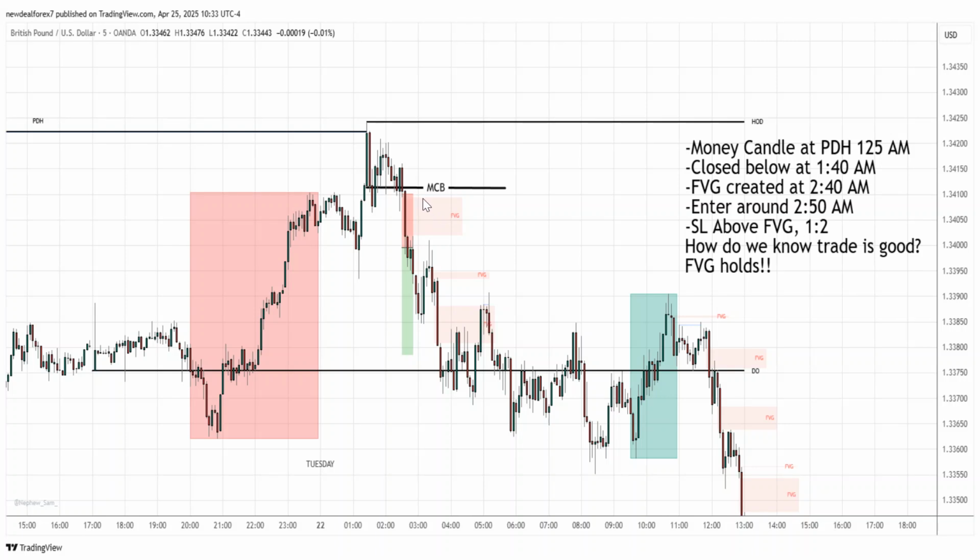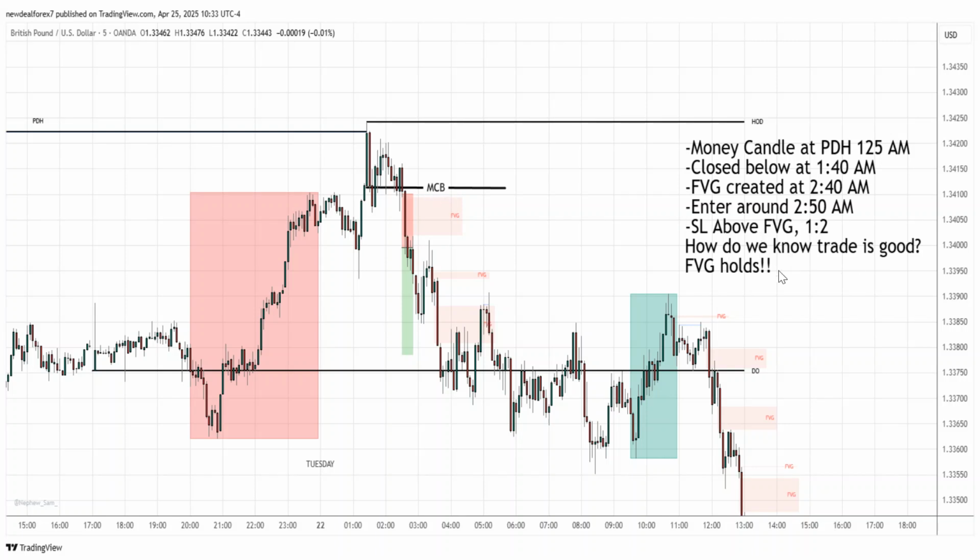But again, as far as stop losses go, this is when it would have been good where the stop loss could have gone outside the fair value gap because, as you can see, price never even touched the top of the fair value gap or the money candle break. It was just strong momentum to the downside, and it just kept right on going. So the fair value gap was created at 2:40 a.m. You can enter around 2:50 a.m. Stop loss above the fair value gap in this example for a 1 to 2.